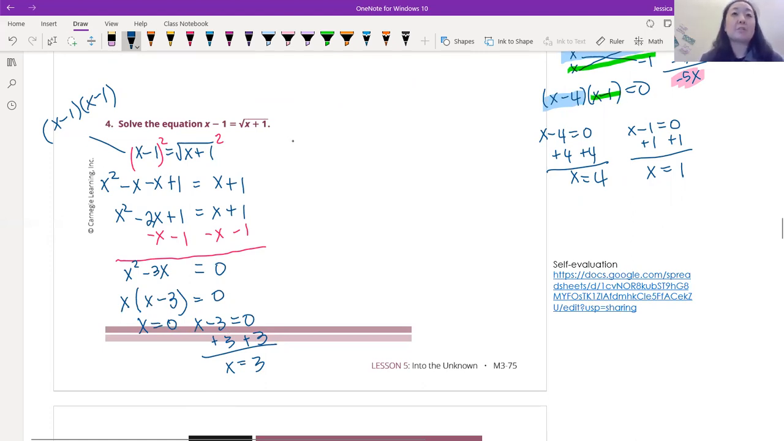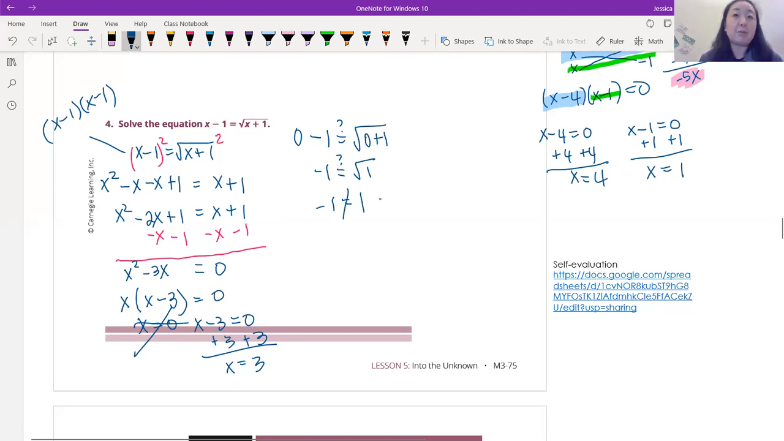So we're going to just plug those in. We're going to put in 0 first. 0 minus 1. Is that equal to the square root of 0 plus 1? On the left-hand side, it just simplifies to negative 1. On the right-hand side, it's going to simplify to just the square root of 1, which we know is just 1. These are not equal. So no, that doesn't equal that. So x equals 0 is not a solution.